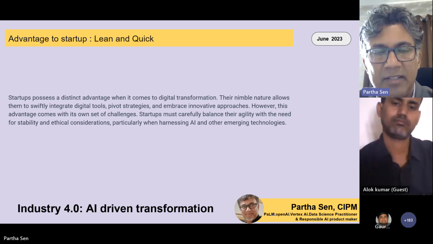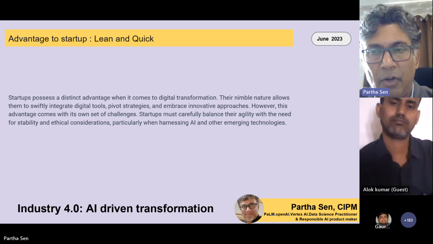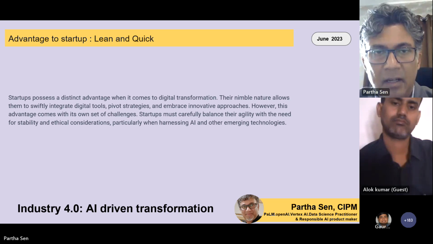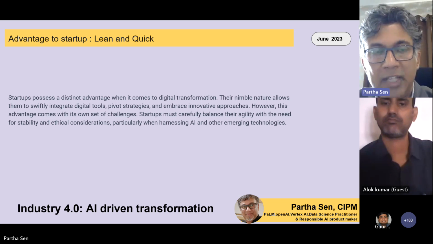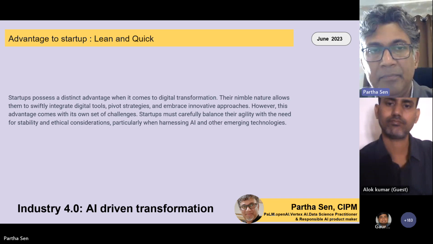When I talk about what the advantage is for the startup, the startup itself is very lean and quick. That is the best part of a startup. If we compare the big company and the small company, the startup is the best example that they can move quickly. They can take swift decisions. They can take the challenges very well. They can understand the risk within them. Their communication flow across the departments is very high. So that is again positive, and that gives the startup the advantage to implement AI.